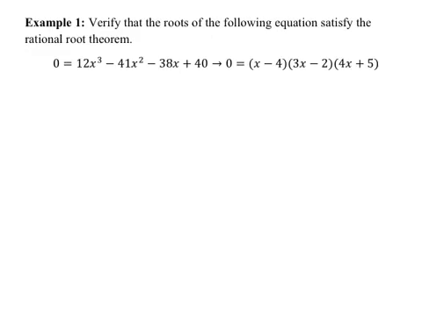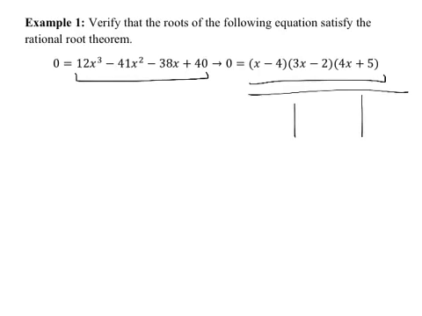So let's first see this with an example that we know the roots of. Verify that the roots of the following equation satisfy the rational root theorem. If we knew that this factored into this, we could split this up and set each of these factors equal to 0. Solving each of those, these are the three roots that we get as results: 4, 2/3, and negative 5/4. Well, let's take a look at the rational root theorem now.